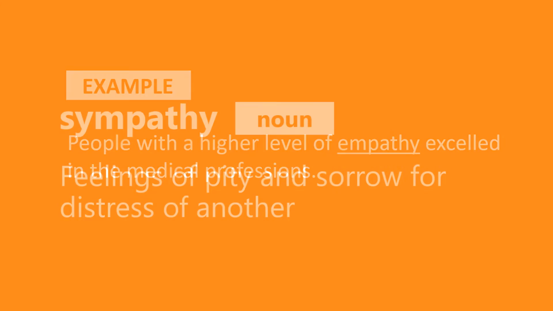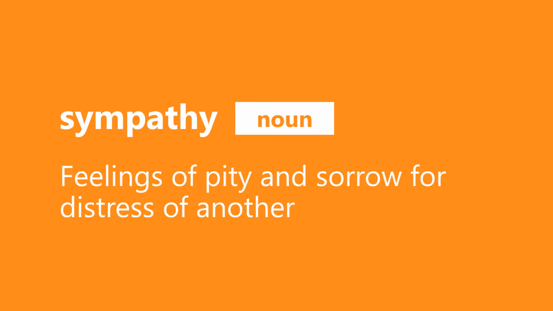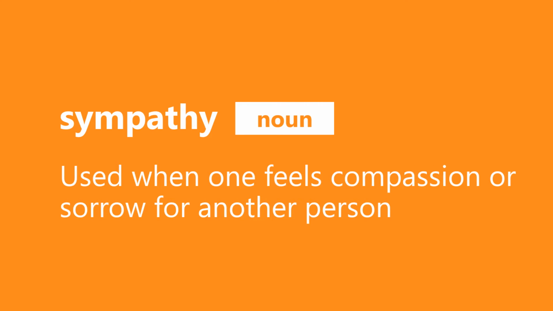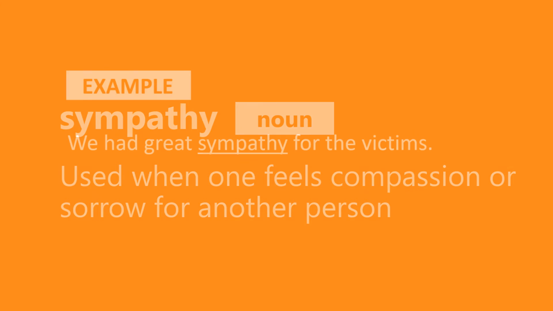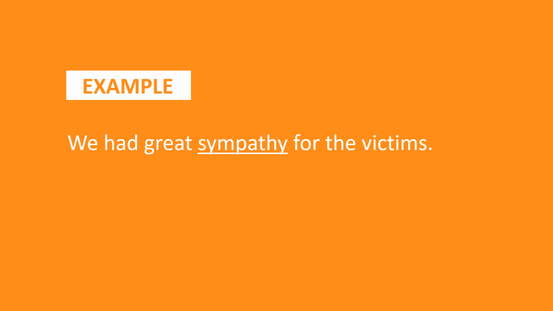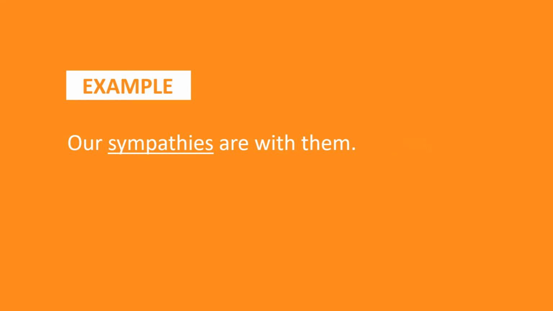What about sympathy? Sympathy is a noun that means feelings of pity and sorrow for the distress of another, and is used when one feels compassion or sorrow for another person. Here are some examples of how you can use sympathy in a sentence. We had great sympathy for the victims. Our sympathies are with them.